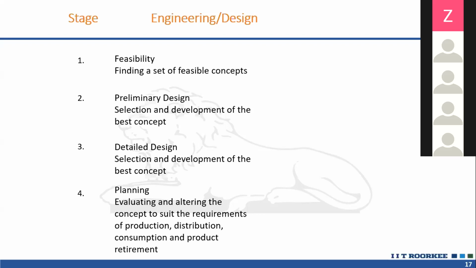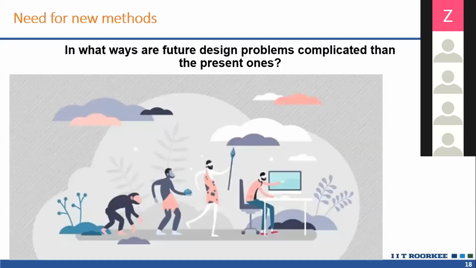So we look at the feasibility of the product, and then we find a set of feasible concepts. Then we have preliminary design, then selection of the best concept. Okay, maybe I will move forward and we will see with the help of an example. It will be better, I believe.